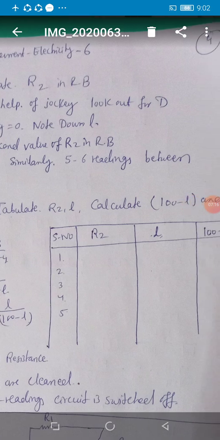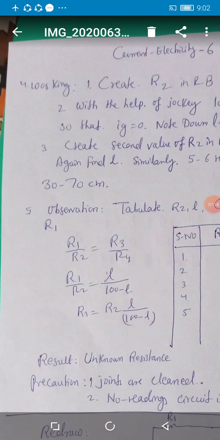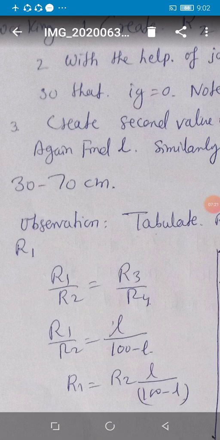But the null deflection should always be adjusted between 30 to 70 centimeter. This will increase the accuracy of the meter bridge. The length should be adjusted such that the null point comes between 30 to 70 centimeter. Because, student, in the formula we have utilized, R1 by R2 are the resistances, but at the ends there are copper strips. They also have some resistance which is not taken into account. So if I get the null point in between, that resistance which is not taken into account will cancel in the ratio. That is why the null point must be adjusted between 30 to 70 centimeter.